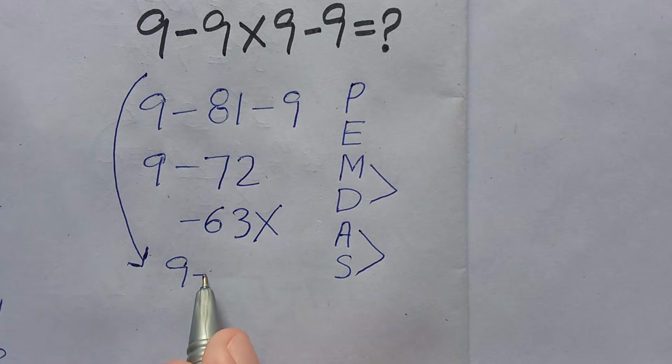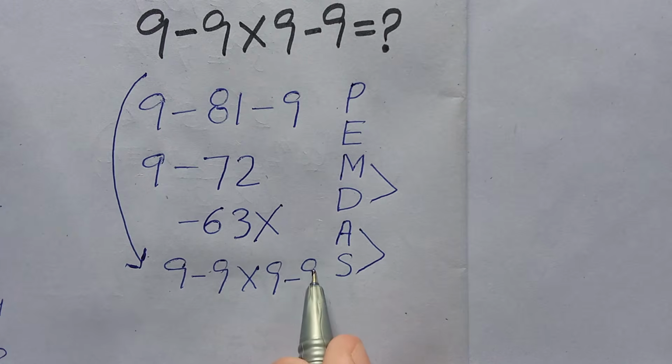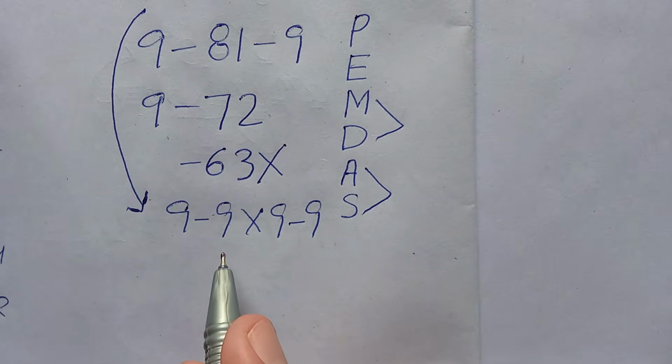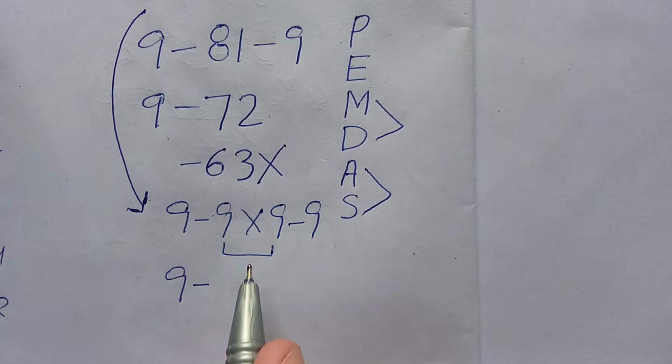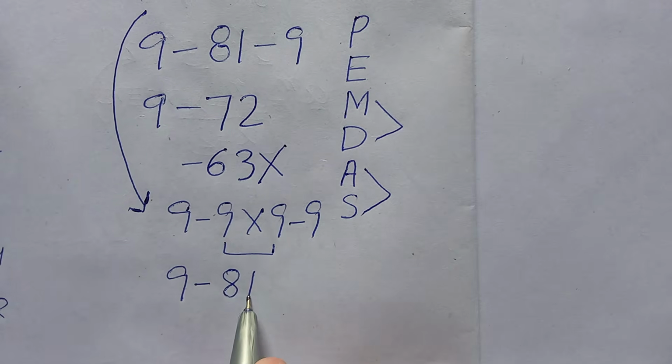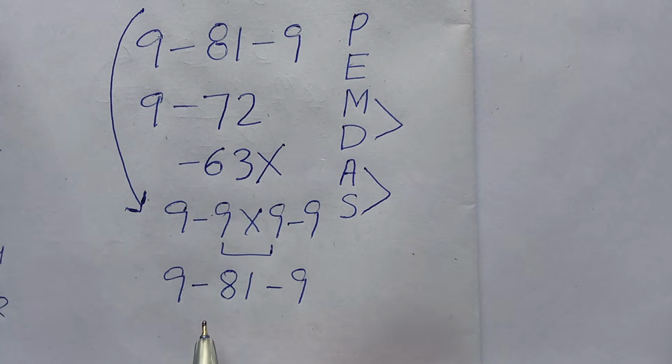So the question is 9 minus 9 times 9 minus 9. Here first we can do this multiplication. So 9 minus 9 times 9 is 81 minus 9. First we can solve this subtraction.